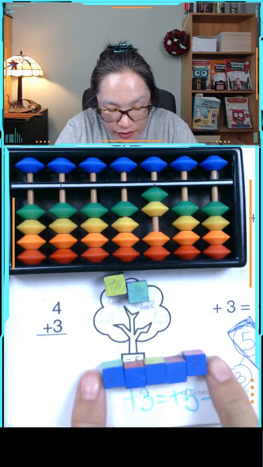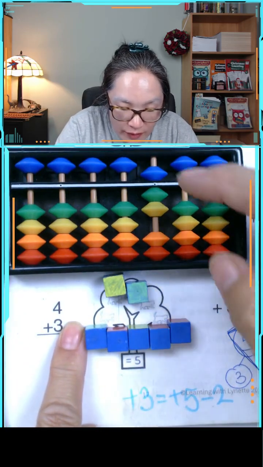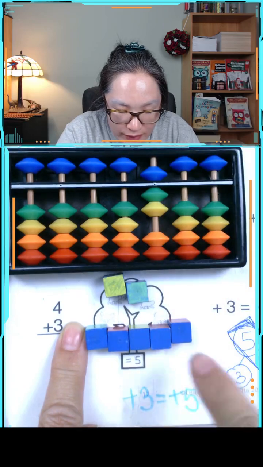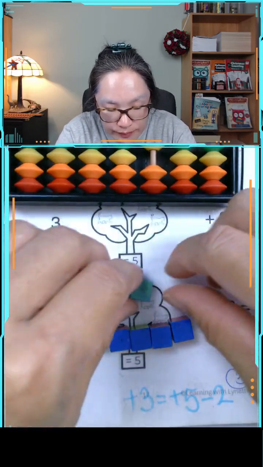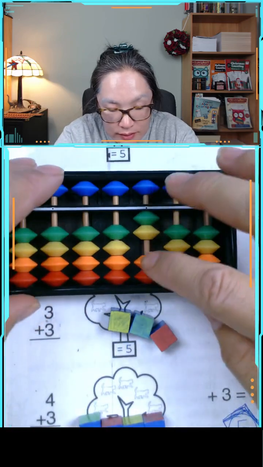My final answer is 7. Now it's easier to see. Add the 5, so my final answer is 7. Easier to see, right? 5 plus 2 is 7. We could do it again with a 3. So we have 3 on the abacus, like that.